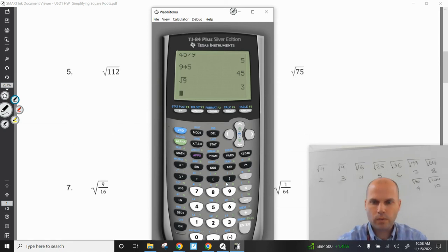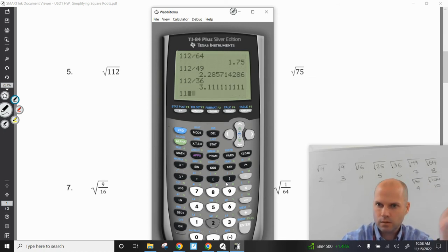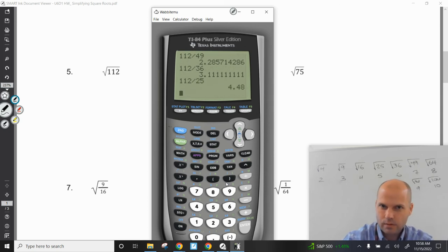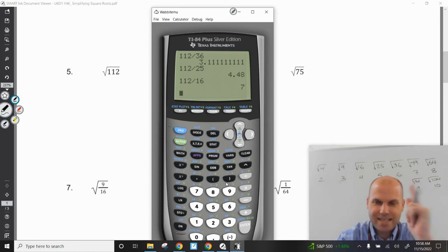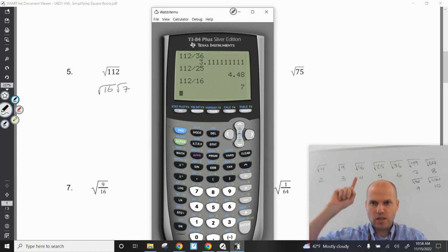112. I'm going to start with 64. 64 times 2 I know is 128. So I know that's not going to be right, but start there. 49. 36. 25. 16. Boom. 16 times 7 is 112. Root 112 is root 16, root 7. The square root of 16 is 4. 4 squared is 16, so the square root of 16 is 4.